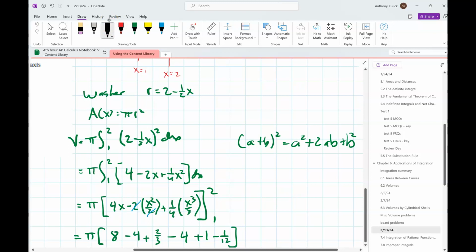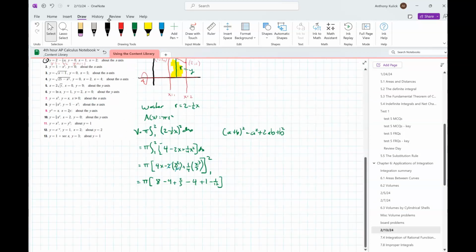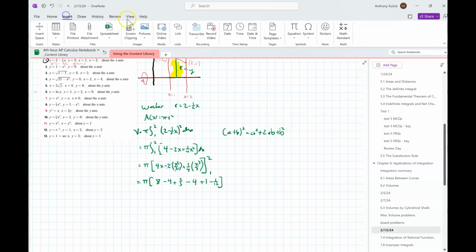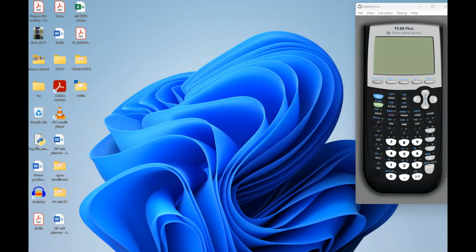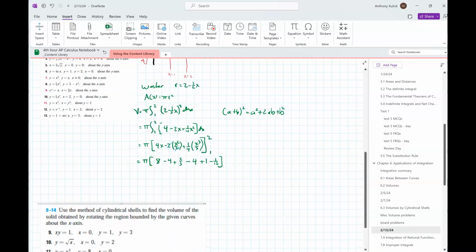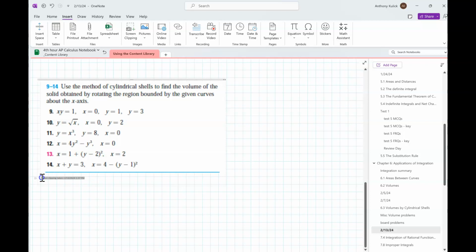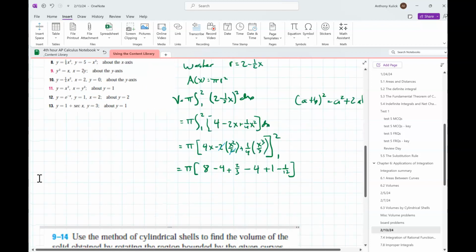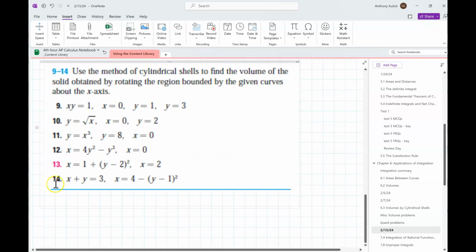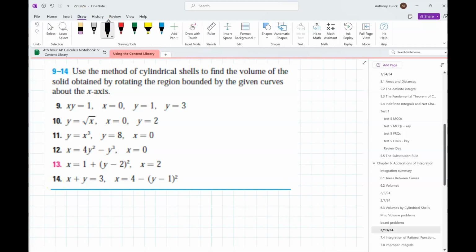We're good enough? Pierce, you do 13 from 6.3. I thought I started up right. I got really close to the answer, but I couldn't. So, okay, well, let's take a look. It says use the method of shells to do this.